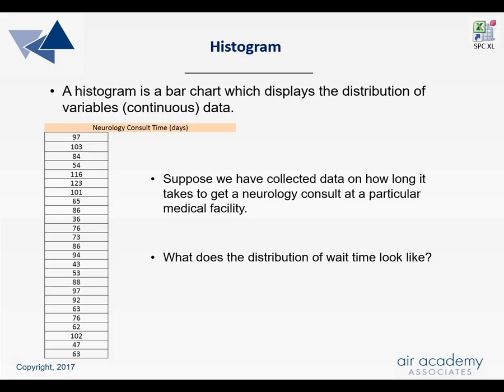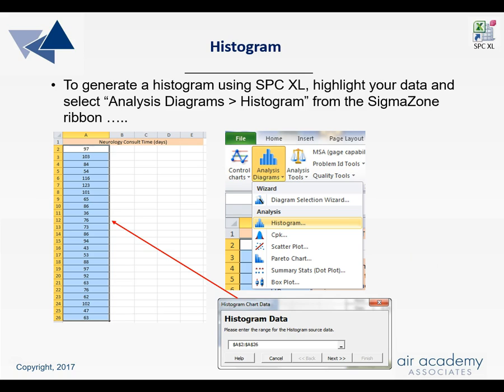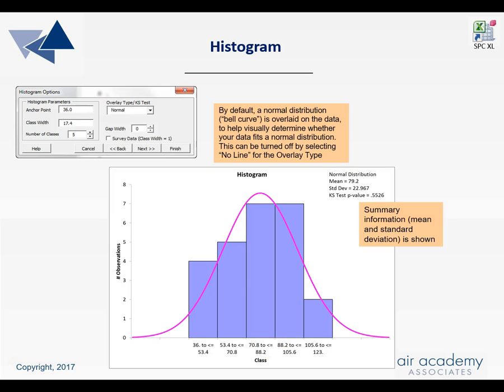So suppose we have 25 data points collected on how long it takes to get a neurology consult at a particular medical facility. What does the distribution of wait times look like? Well, to get the histogram, all we have to do is go to the Sigma Zone SPC Excel main menu, click on Analysis Diagrams right here, and then click on Histogram. And what you will see then is a box that comes up down here saying, what data do you want to look at? Well, we've already selected the data, so you just click on Next, and up shows the histogram.